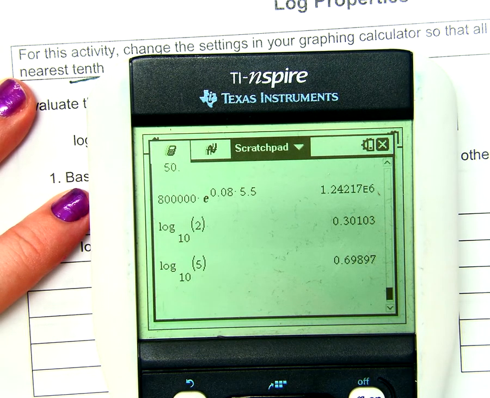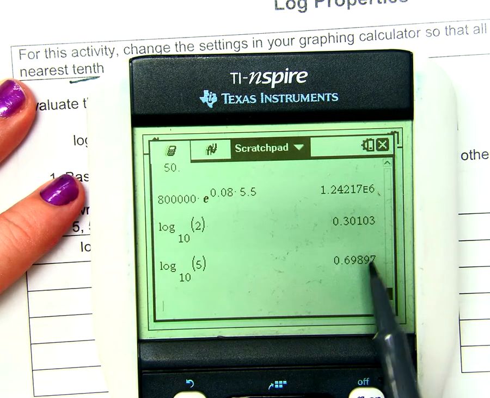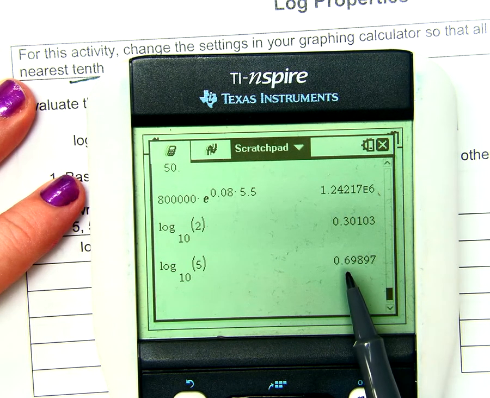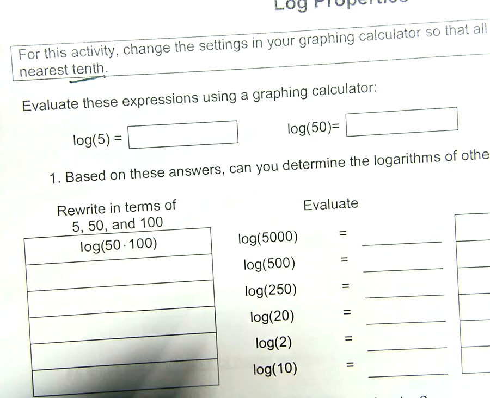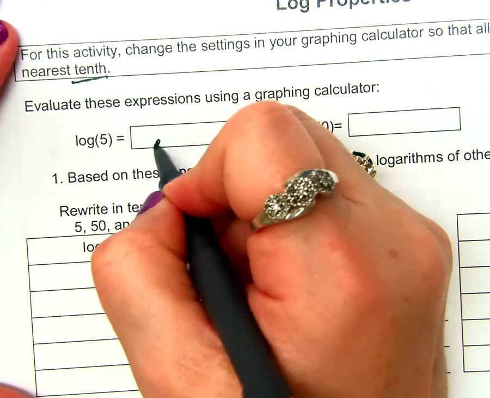Okay? So what is log base 10 of 5? And if we're rounding to the nearest tenth, 0.7. Okay? So in this box, we're going to put 0.7.